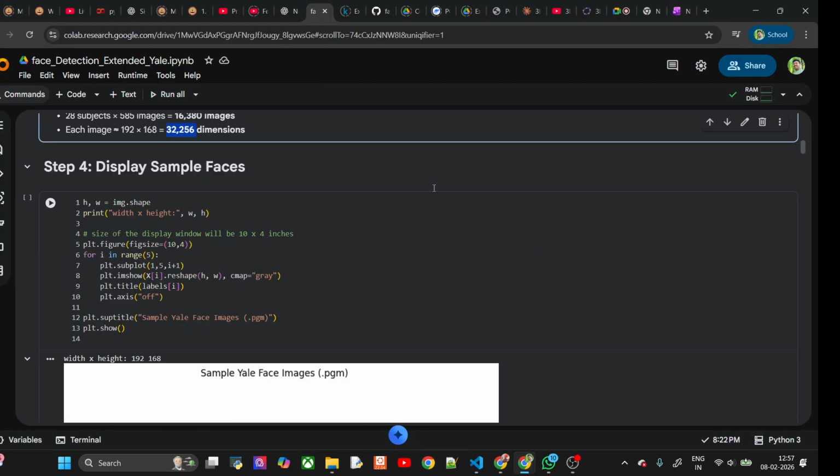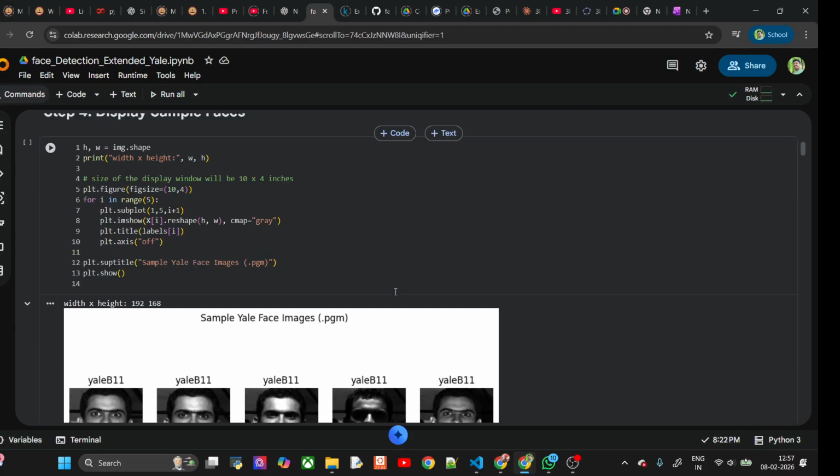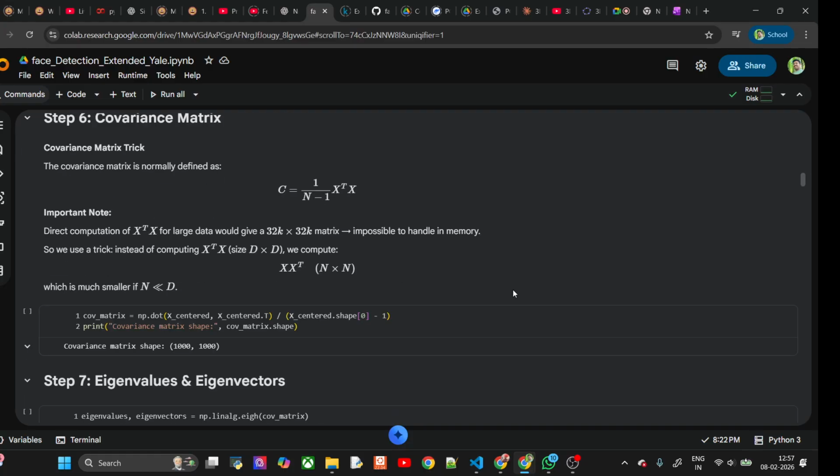N is your number of images. How many images do I have? 16,380. This is the n value. So I can do 16k into 16k, 16,380 cross 16,380, which is about half of this. Your computation of d cross d is 32,256 cross 32,256; instead of doing that, I am doing 16,380 cross 16,380. That's why I am able to do it here.